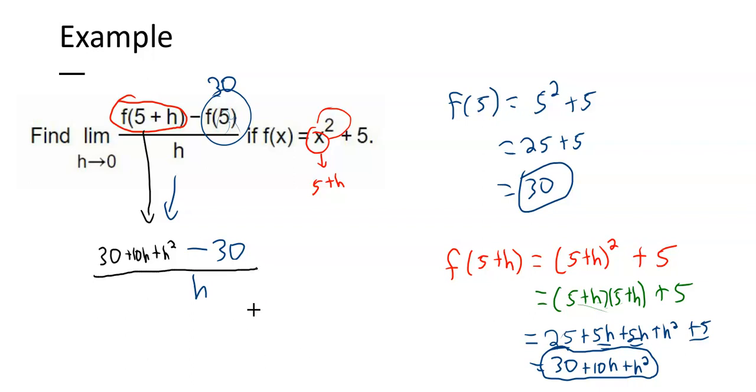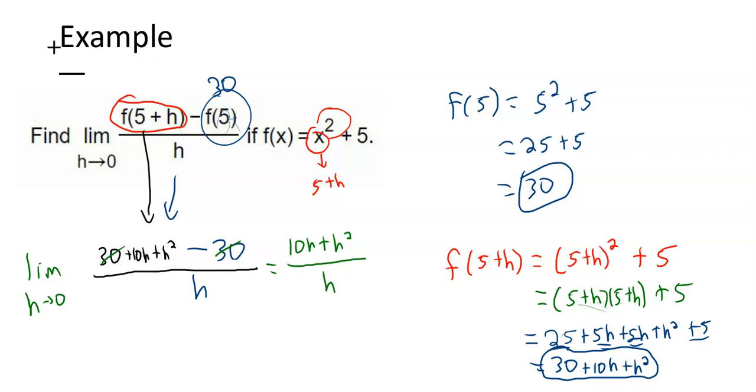Okay, now we want to simplify, and we're trying to find the limit as h approaches 0. We'll get to that in just a minute. Simplify this first. Notice the 30s cancel out. We have positive 30 here, negative 30 here, those cancel each other out. So that's going to give me 10h plus h squared divided by h.